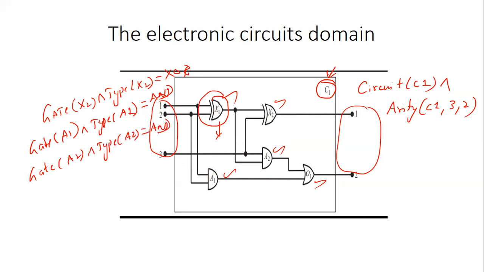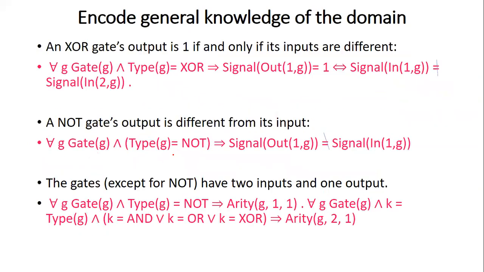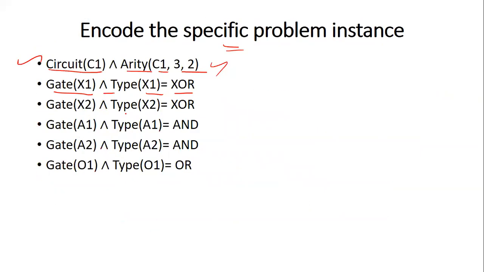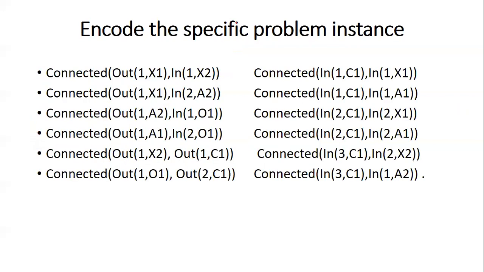So this is specific knowledge for this particular problem. And gate of O1 and type of O1 is OR. So that also we are representing. Now at the top level, we have specified the circuit, and we have specified the individual gates. Apart from this, we also have to specify the connectivities. So this also comes under encoding the specific problem instance.